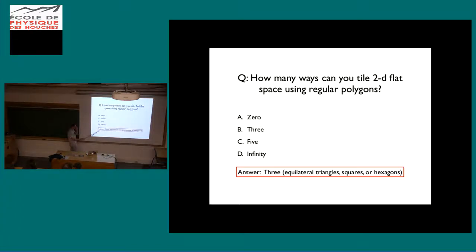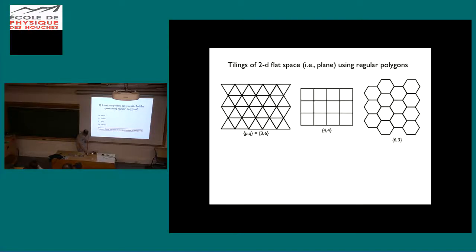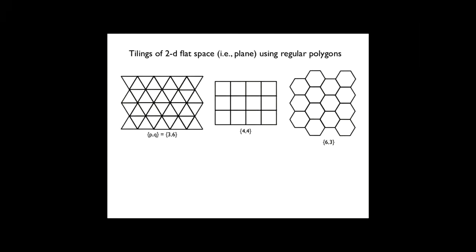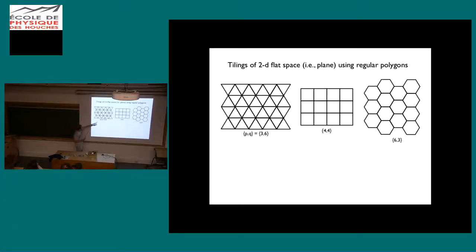And that's a tiling using equilateral triangles, squares, or hexagons, which you can see here, okay. So P here will represent the number of sides of the polygon, it's a P-sided polygon, meeting Q at a vertex. So you've got six equilateral triangles meeting at each vertex here. Here you've got squares meeting four at a vertex, and here you've got hexagons meeting three at a vertex, okay?